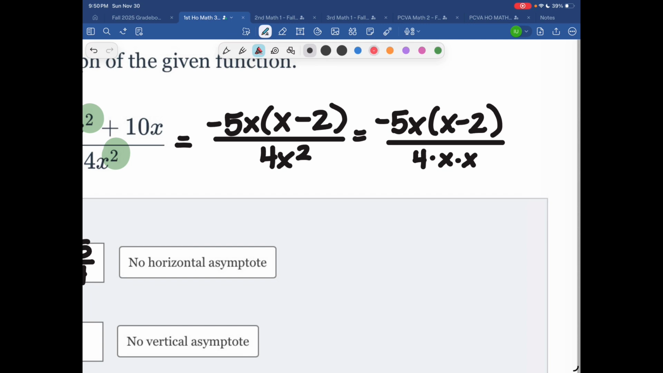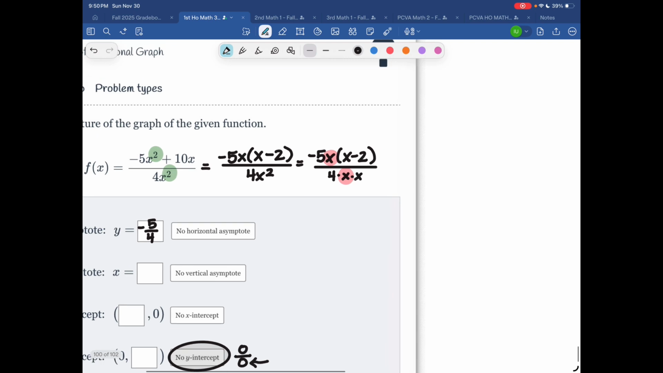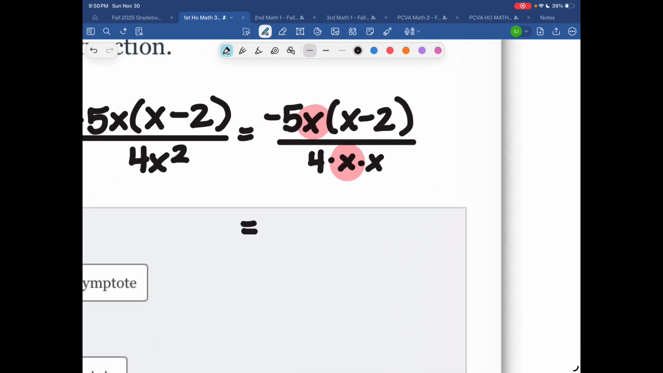I do have something in common. I have 1x, because that x squared means I had 2 of them, but I'm only able to actually take out one of those x's. Okay, so keep in mind that we're only going to be removing one of the x's. So since we're taking out one of them, that means x is equal to 0. Okay, so that leaves us with -5 times x minus 2, and then 4x.